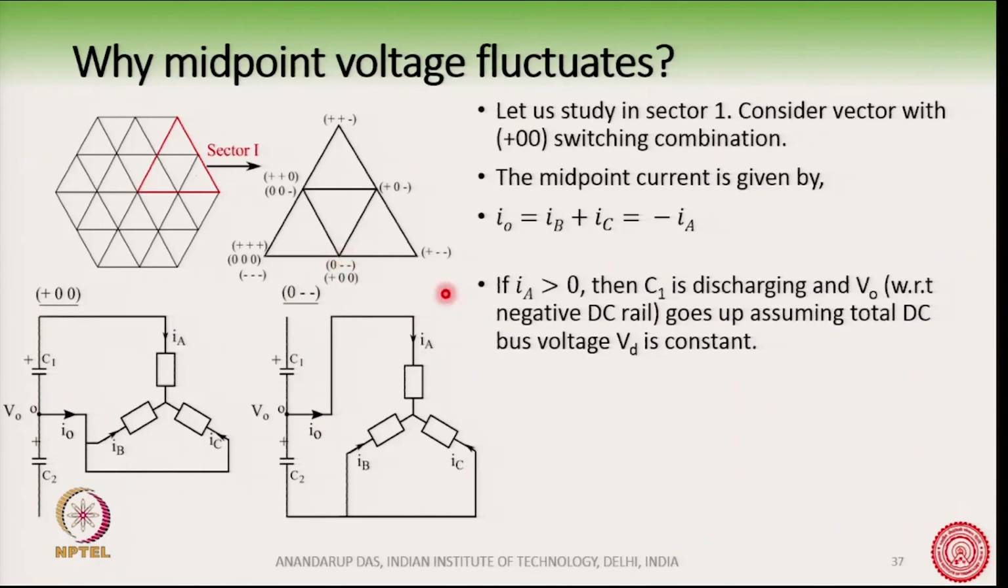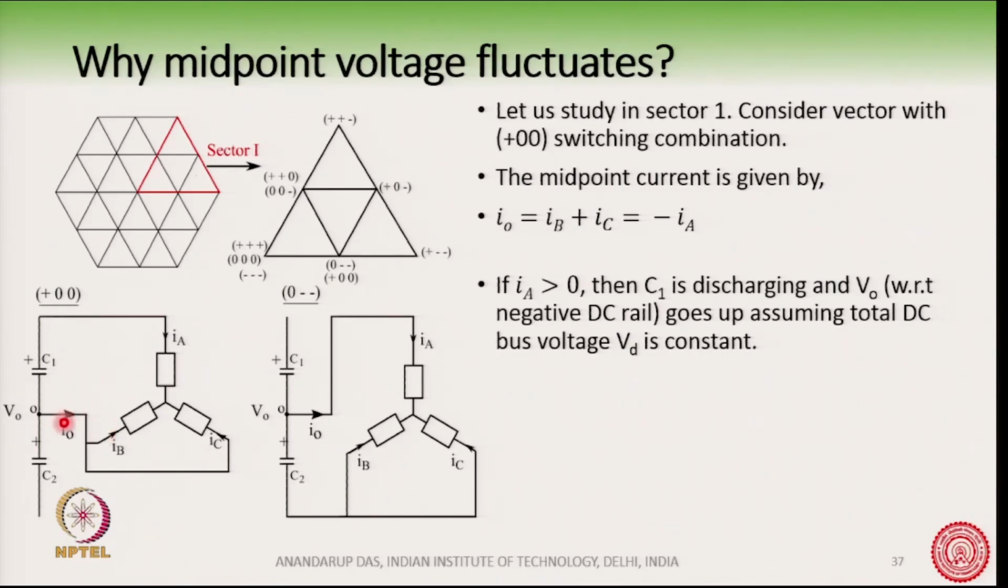When the switching combination plus 0 0 is used, this means that the A phase is connected to the positive DC bus and B and C phases are connected to the midpoint, the 0 voltage potential, the point O. So, this is the circuit. These are the 3 loads where the 3 currents IA, IB, IC are flowing, and when we are applying plus 0 0 from the converter, this is how the converter circuit looks, assuming all the transistors and the diodes are ideal.